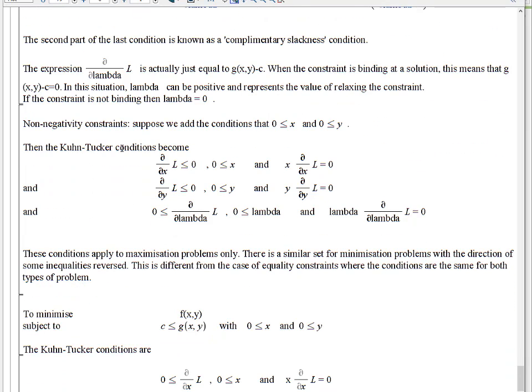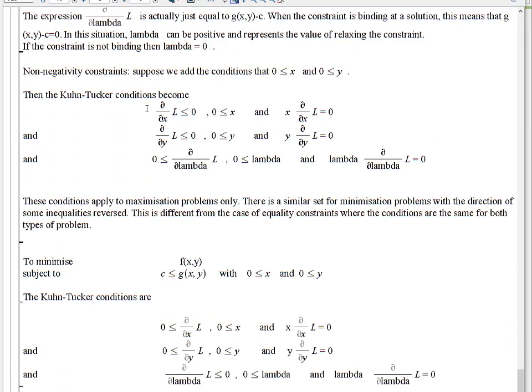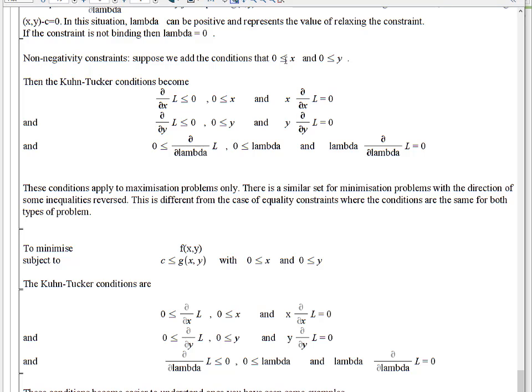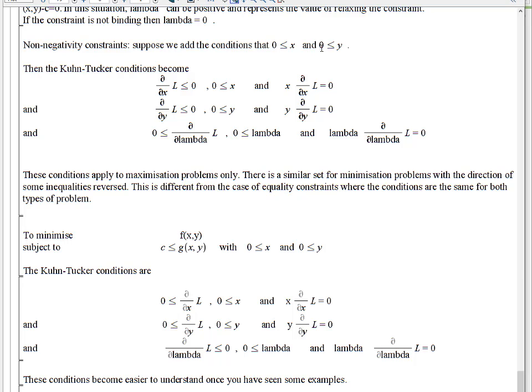The Kuhn-Tucker conditions are more often written in this form, which is when you also add in that x and y can't be less than 0, because very often you're dealing with how many people should be allocated to this, how much money should be allocated to this, what's the crop yield or whatever, and all these things are positive. So you don't want to come up with some solution that gives negative answers.